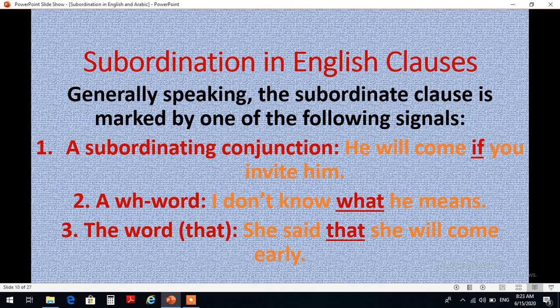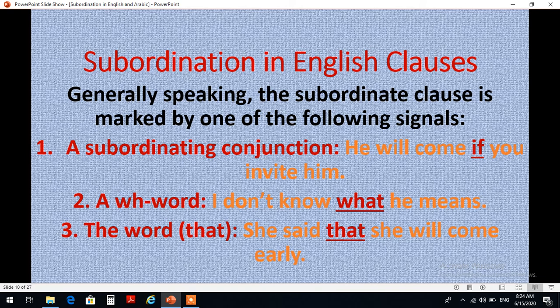Now, subordination in English clauses. Generally speaking, the subordinate clause is marked by one of the following signals. In general, we can recognize the subordinate clause through the word that begins it, and this word may be number 1, a subordinating conjunction. He will come if you invite him. So the word can be a subordinator or subordinating conjunction.